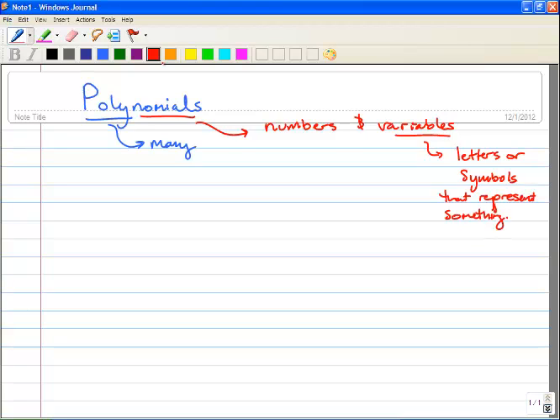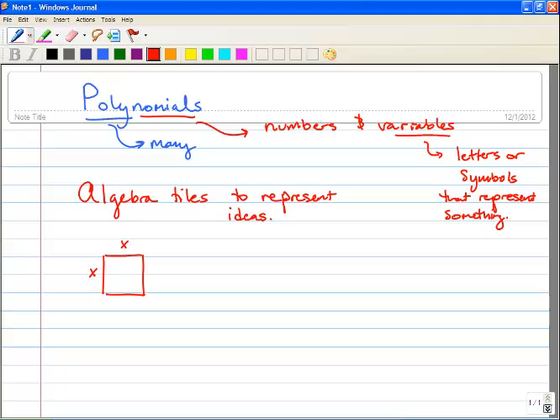And so we're going to be using something called algebra tiles, and you might have had some practice with this. We're going to use algebra tiles to represent our ideas. So what I want you to do is think about this for a second. If I make a box like this, and I label this side X and this side X, the surface area inside my box is going to be X squared.